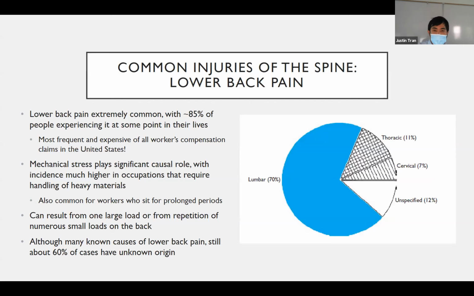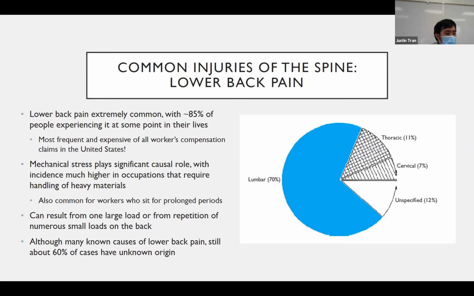Okay, so let's talk about some common injuries of the spine. Probably the most common injury of the spine that people experience is simply lower back pain. Lower back pain is so common that about 85% of people will experience it at some point in their lives. And honestly, I feel like that number is actually a lot higher, because if you're talking about people experiencing lower back pain at some point in their lives, that has to be basically almost everybody. And in terms of the economics, this is probably the most frequent and also the most expensive workers' comp claims in the US.